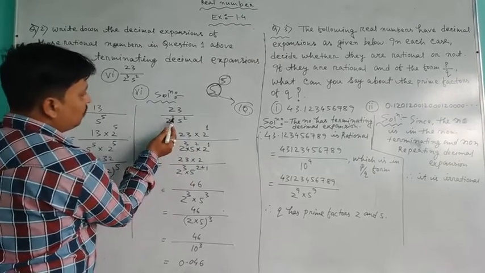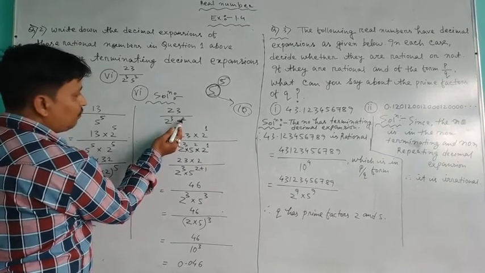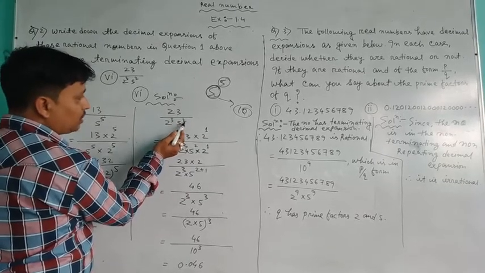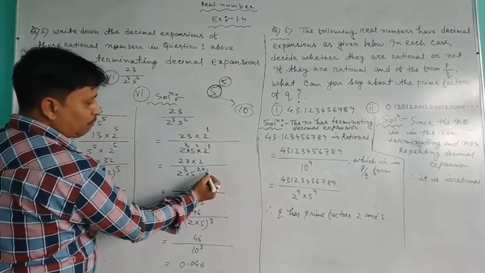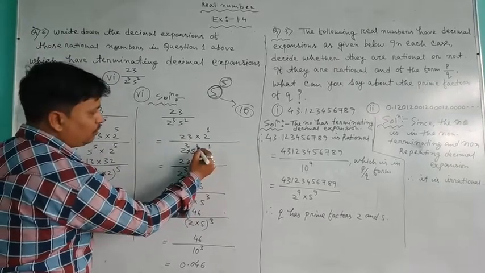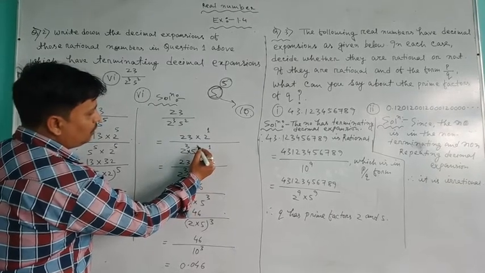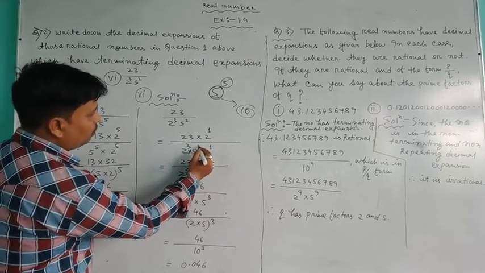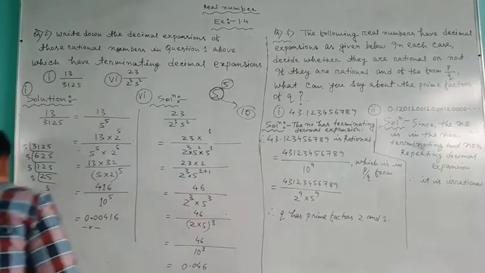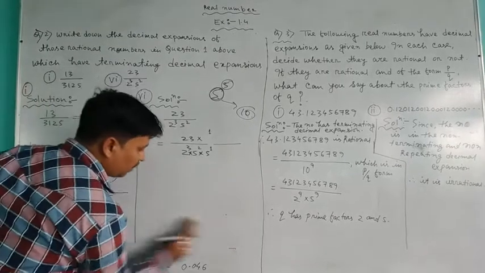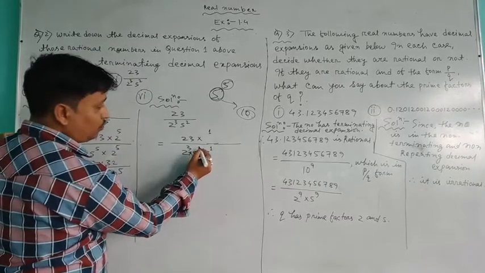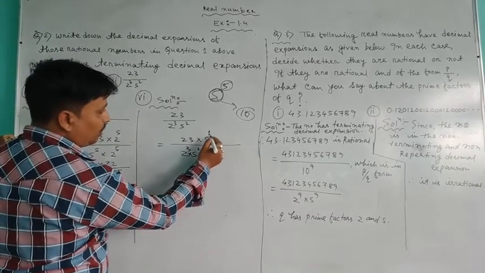So here you see 2 to the power 3 and 5 to the power 2. First of all, this power is 2 and this power is 3. So we have to convert the 5 power 2 into power 3. That means 5 to the power 2, then it should be 5. It should be 5, because this one is 5 to the power 2, and here we give 5 to the power 1.